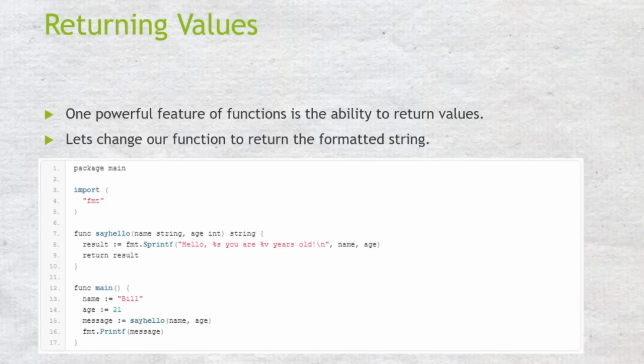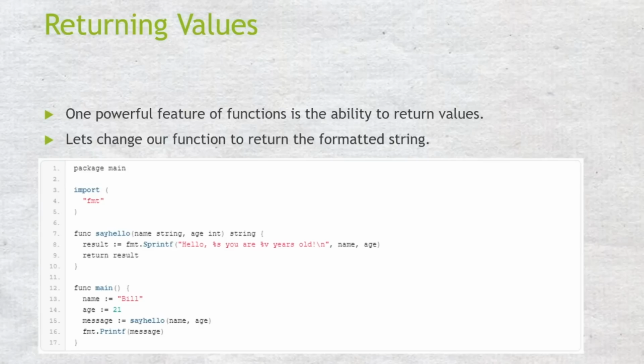One powerful feature of functions is the ability to return values. Let's change our function to return the formatted string. So here in our sayHello, we have a string and an age, and after the parentheses we have a string declaration, and this is the type of variable that we're returning from our function.